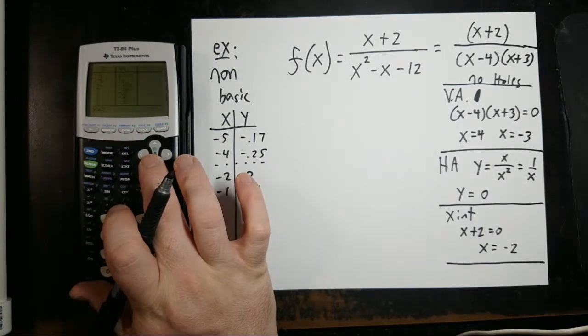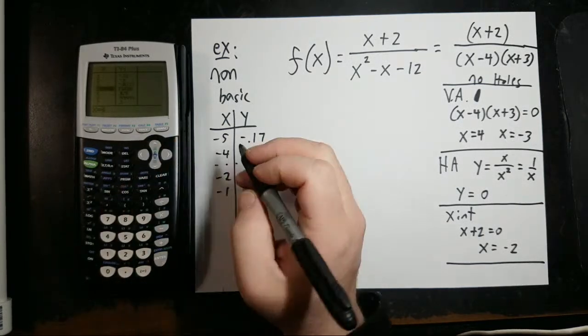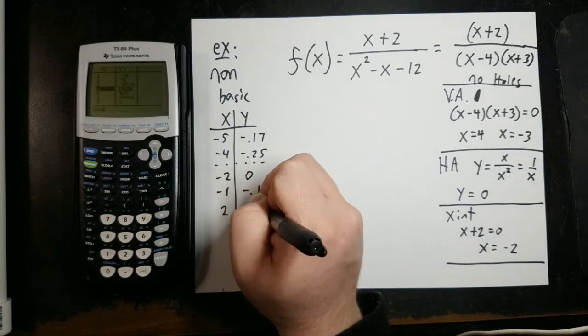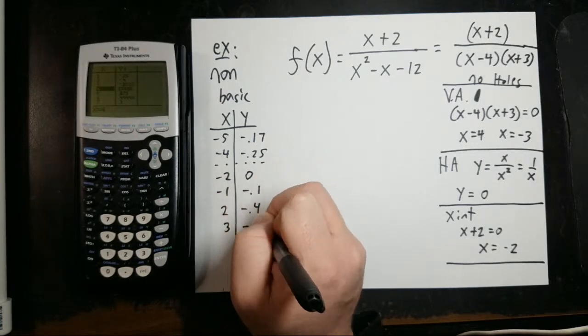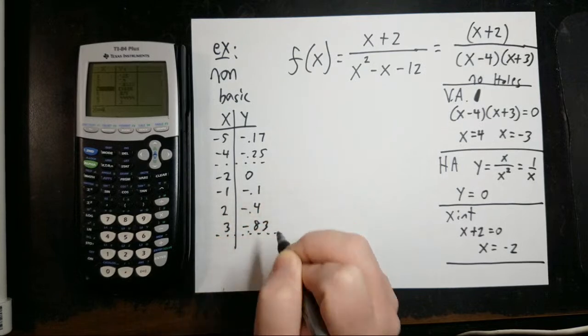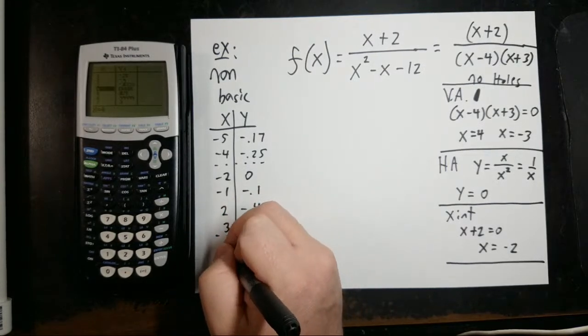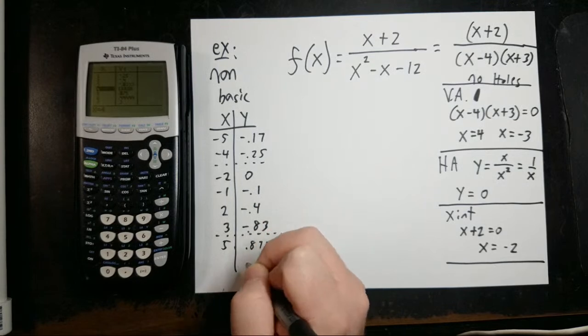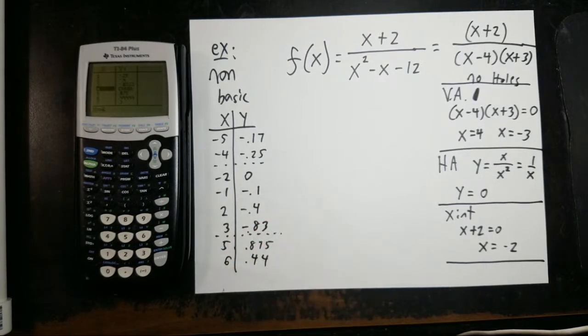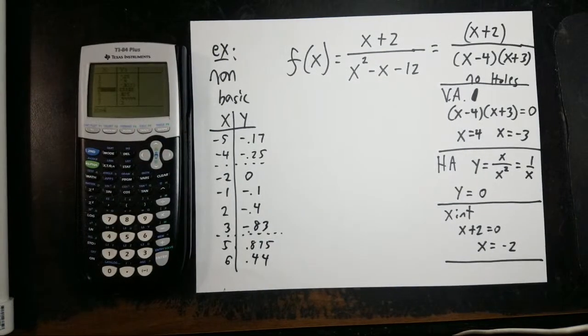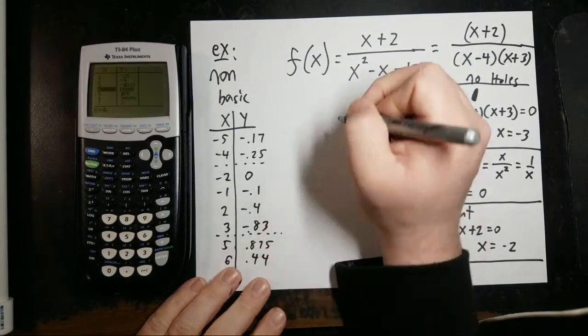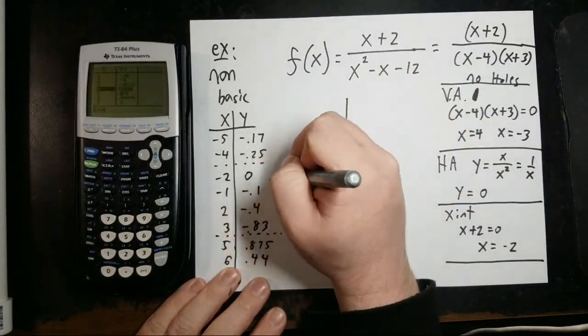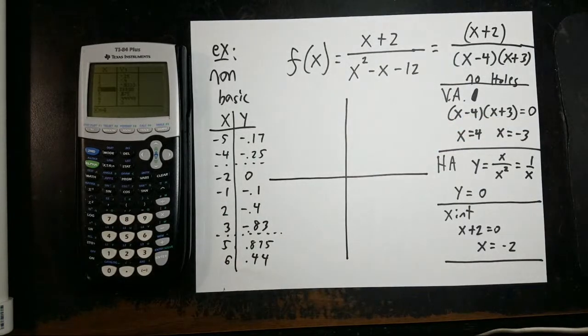Scroll down a little bit. Let me go to the other asymptote. There we go. 2, negative 0.4. 3, negative 0.83. There's the other asymptote. 5.875. 6.44. You get that directly from the calculator. Let's graph it. See what it looks like, and I'll compare it to the calculator graph in a moment.